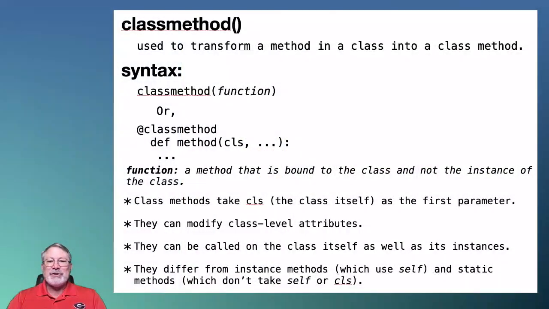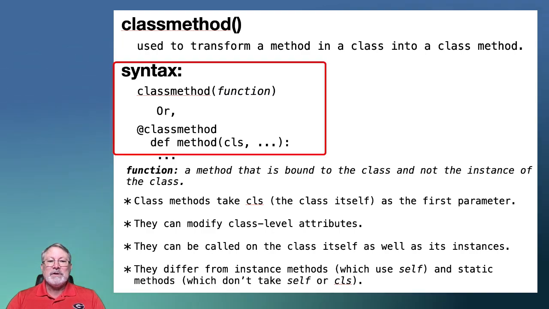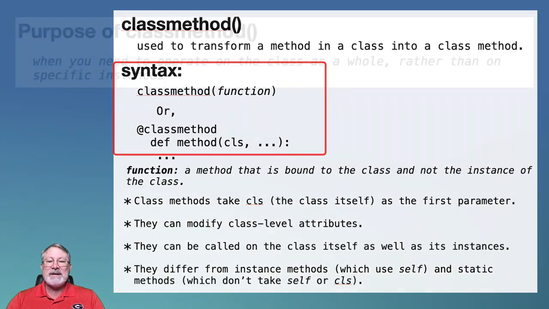First up, the definition and syntax. The classmethod function is used to transform a method in a class into a class method. This means the method receives the class itself as the first argument, typically named cls, instead of an instance. Here's the syntax. So simple, right? You just pass the function you want to convert into a class method.